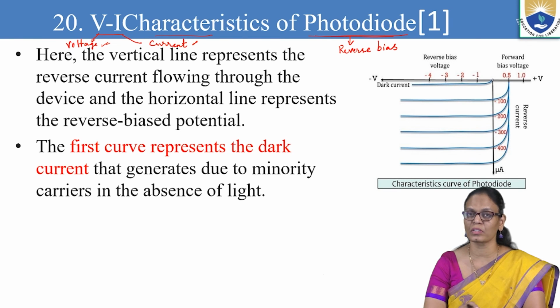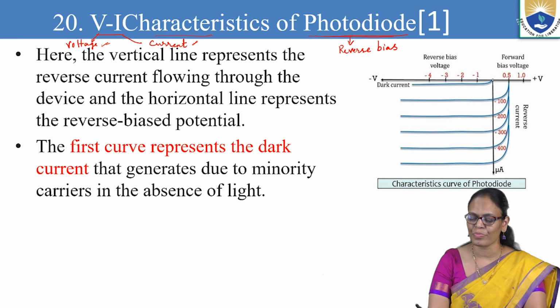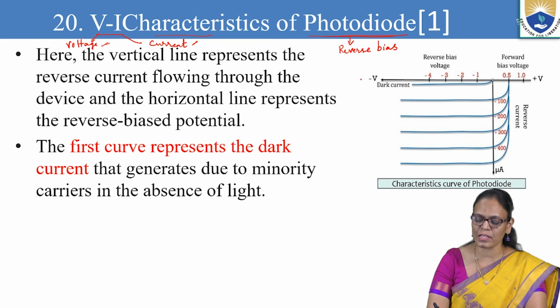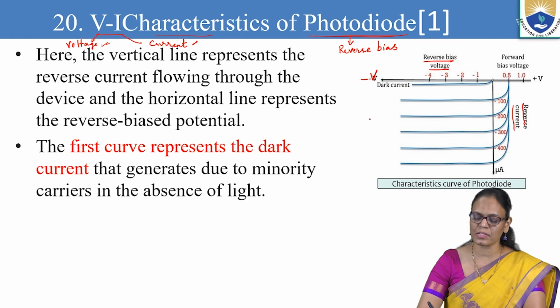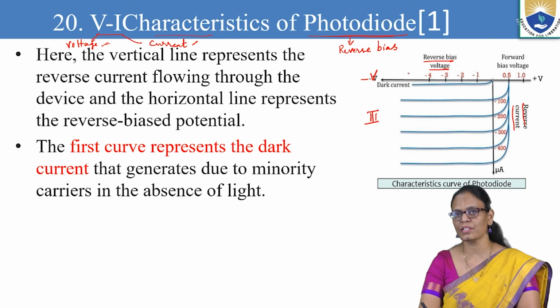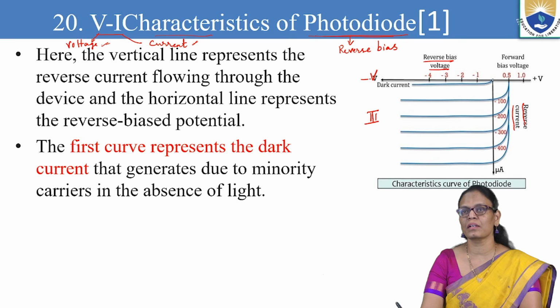Therefore, the graph or the VI characteristics of the photodiode will be in the third quadrant, because along the negative x-axis we are taking the voltage, which we call the reverse voltage. This is the reverse bias voltage. And along the negative y-axis we take the reverse current. So this is in the third quadrant. We have negative V, the reverse voltage, and negative I, which is the reverse current.